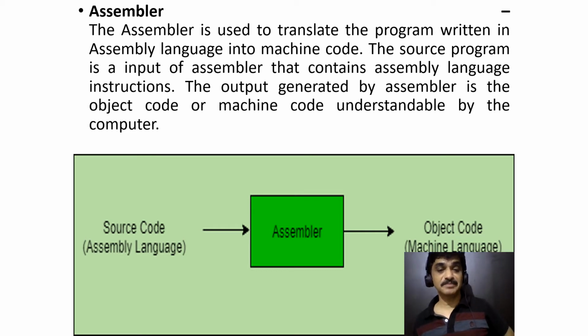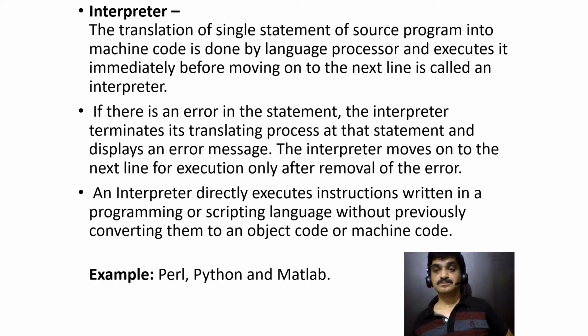Assembly language, I repeat, is the language written using numbers and alphabets like ABCD. So here it reads source code, that is assembly language, and converts it to object code or machine language. This is the function of the assembler. So what is the difference here? Okay, let's take that in the next slide.